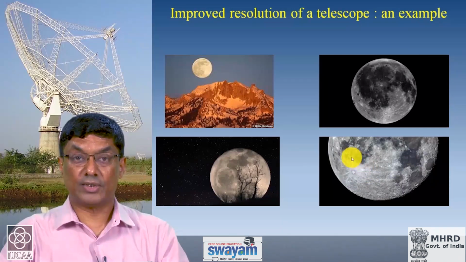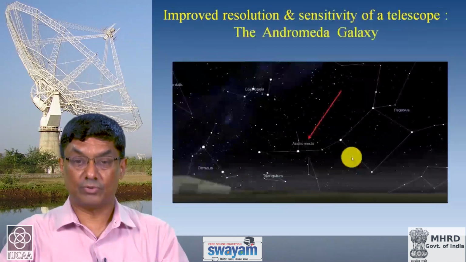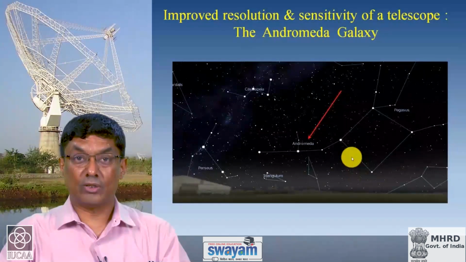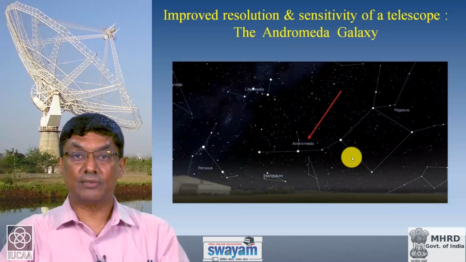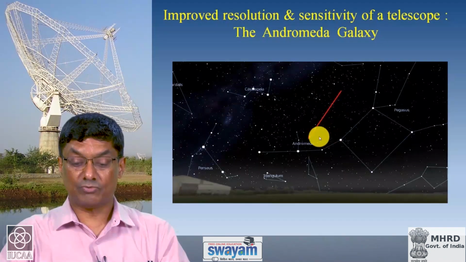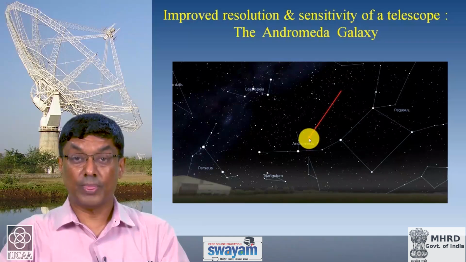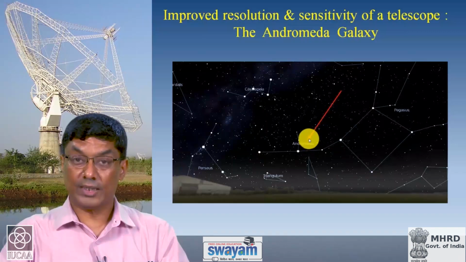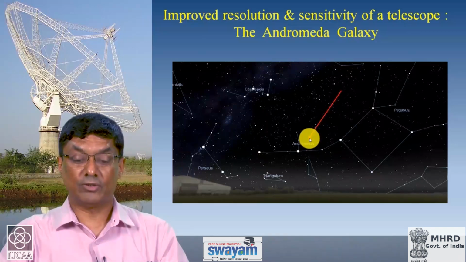So, this clearly illustrates the power of having a better resolution. And you can see a combination of both resolution and sensitivity by taking the case of a well known object, the Andromeda Galaxy, which many of you may have seen even with the naked eye on dark sky, located over here in the constellation of Andromeda.